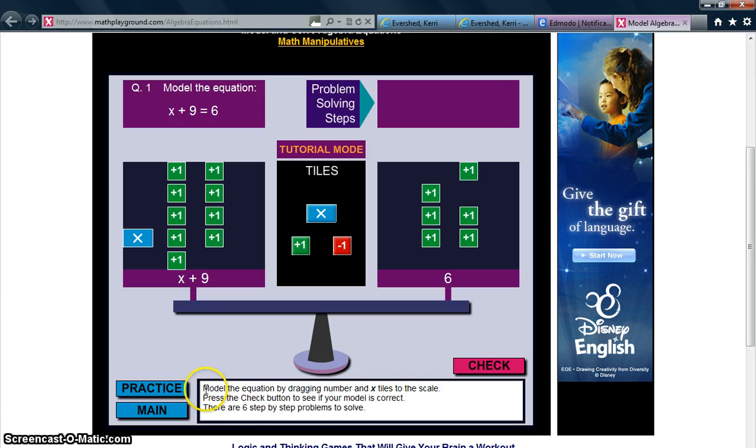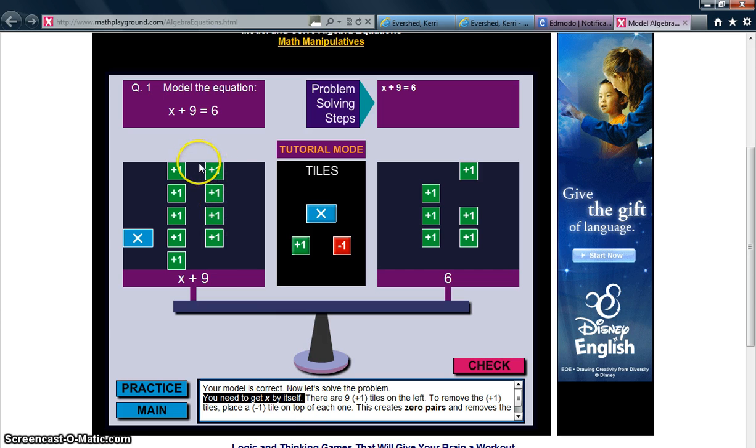So the instructions at the bottom: model the equation by dragging the tiles. Press the check button to see if it's correct. We know it's correct because it's balanced as well. Your model is correct. Now let's solve the problem. You need to get x by itself. That's the key portion of being able to solve algebraic equations, is getting x by itself.